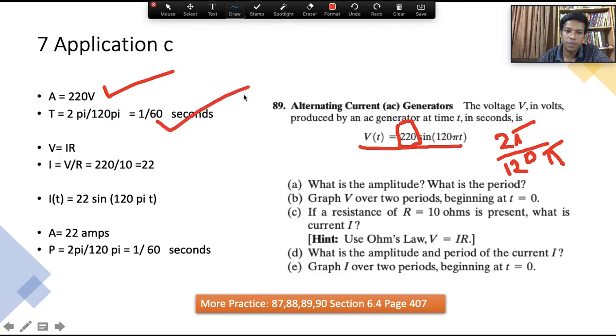You will get this number. Okay. So 2 cancel out. Pi cancel out. 2 and 120 cancel out, then it becomes 1 by 60. So this is how we get the answer of the question number 8.